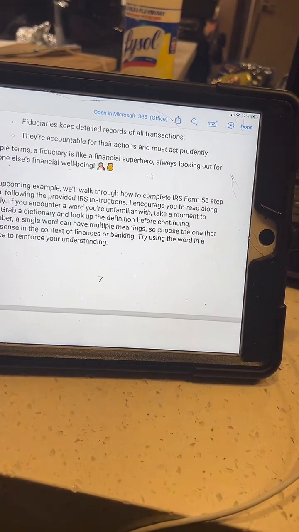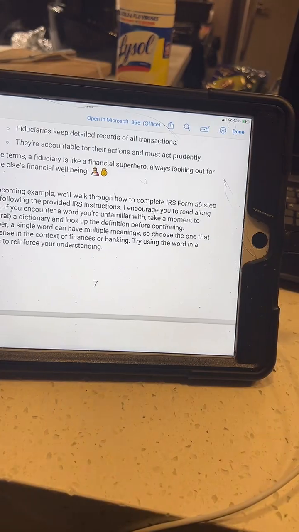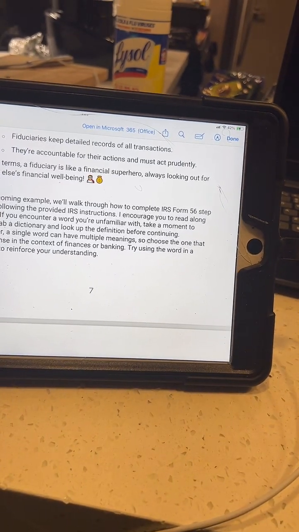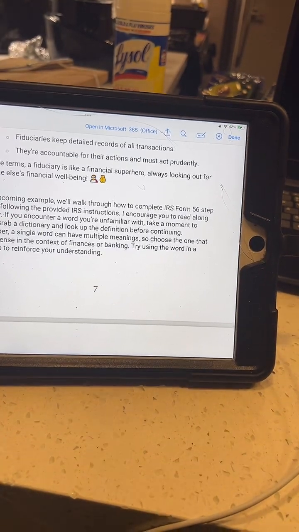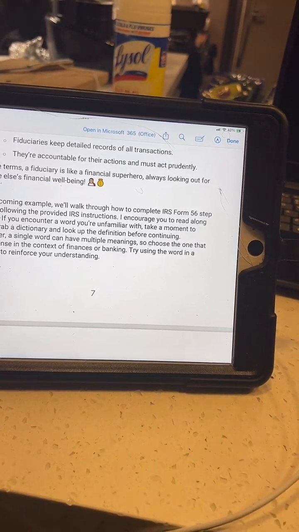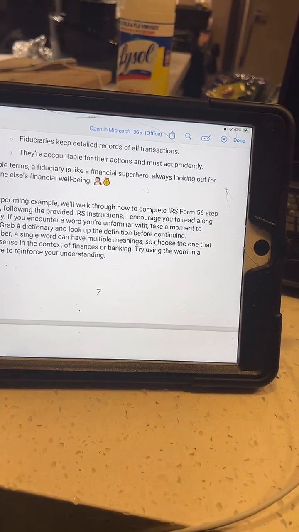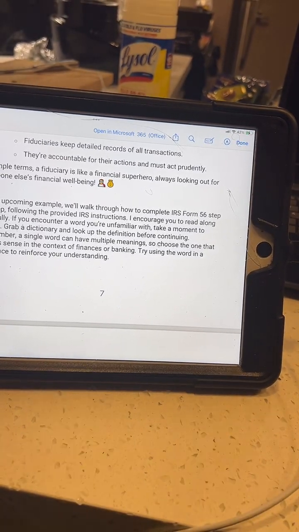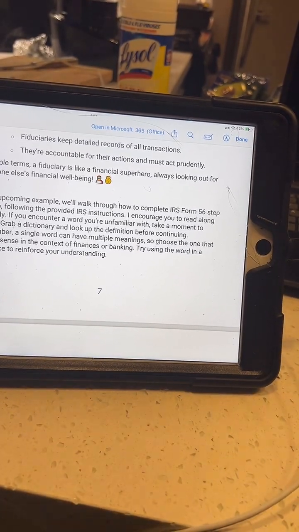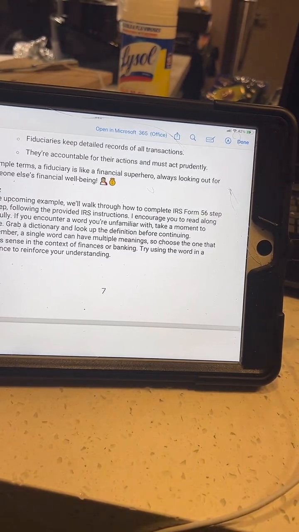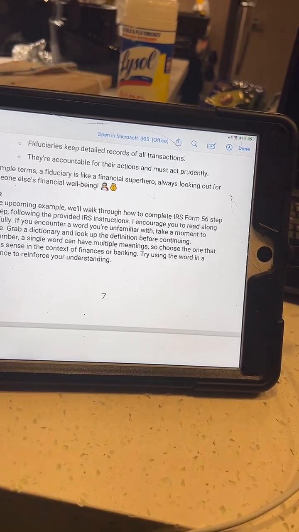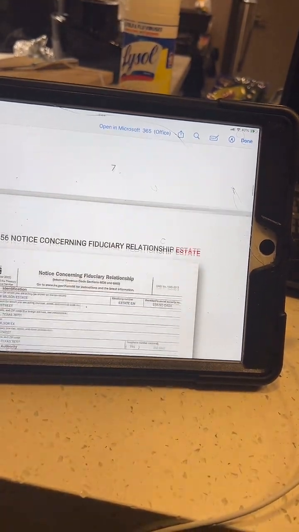Note, in the upcoming example, we'll walk you through how to complete IRS Form 56 step-by-step following the provided IRS instructions. I encourage you to read along carefully. If you encounter a word you're unfamiliar with, take a moment to pause, grab a dictionary, and look up the definition before continuing. Remember, a single word can have multiple meanings, so choose the one that makes sense in the context of finances or banking. Try using a word in a sentence to reinforce your understanding.